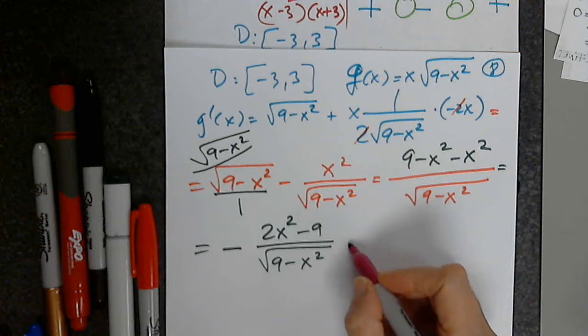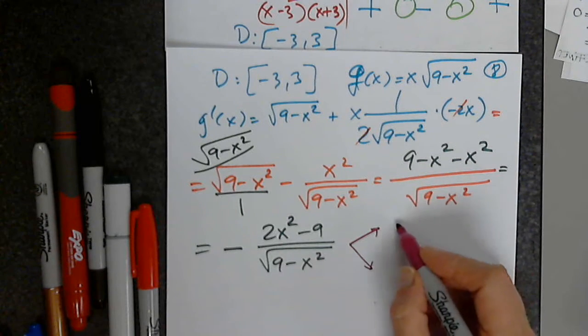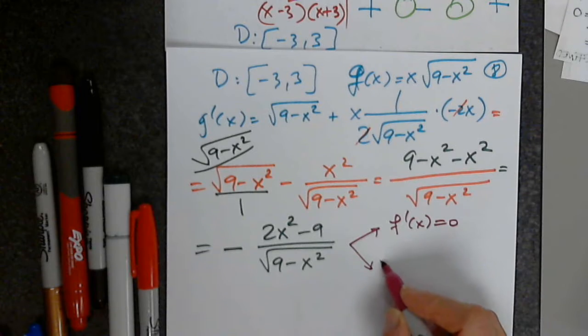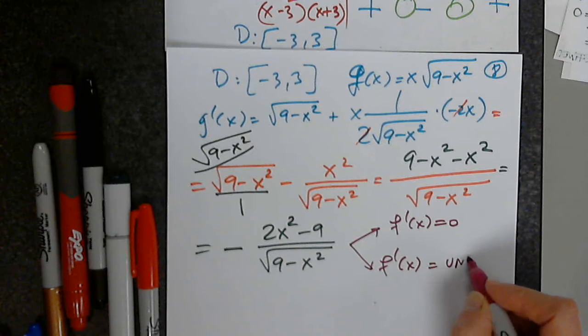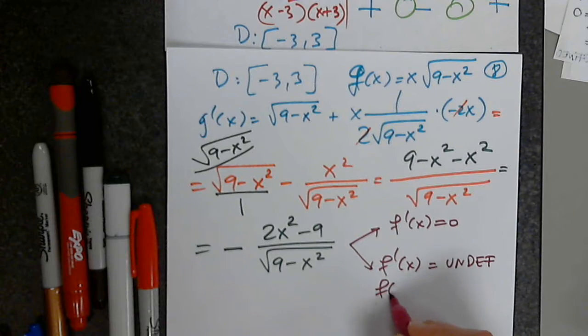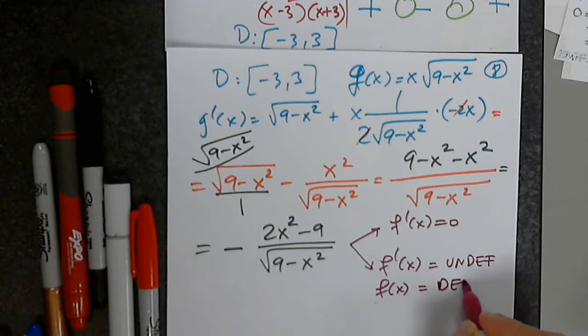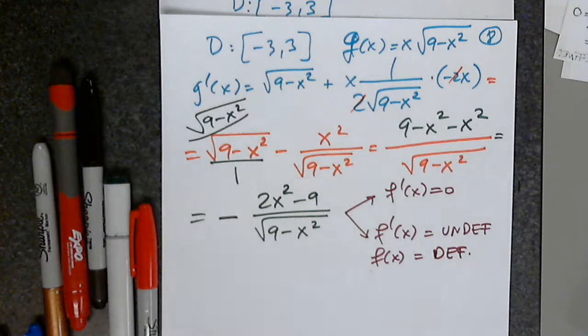So now, critical numbers come from two sources. From f prime of x being 0, or from f prime of x being undefined, when f of x is defined. Can anyone identify immediately or on the spot what are the critical numbers from f prime being undefined where the function is defined? Where is this function undefined?